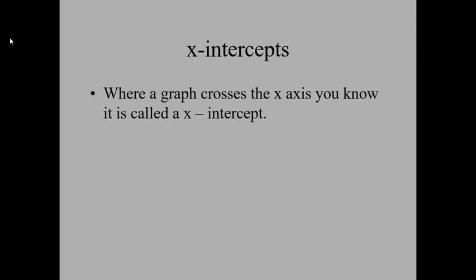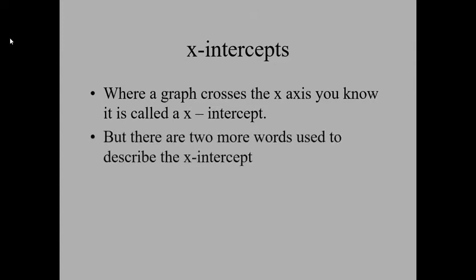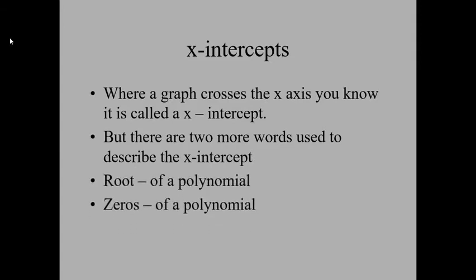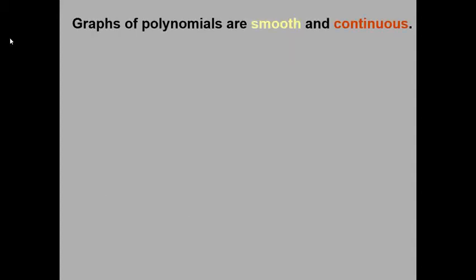X-intercepts. Where a graph crosses the x-axis, you know it is called an x-intercept. But there are two more words used to describe the x-intercept. We have root of a polynomial and the zeros of a polynomial. But all three of these are where the graph crosses the x-axis.